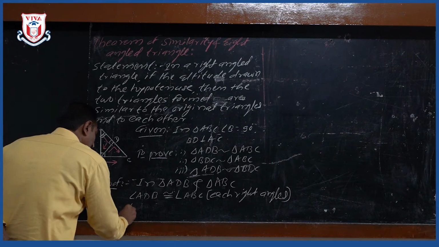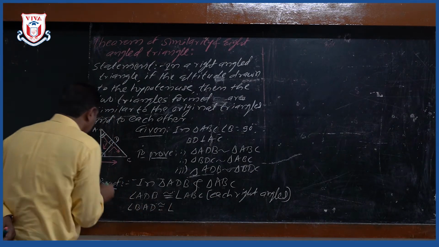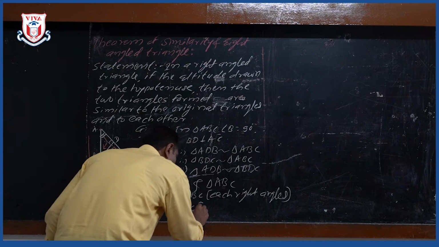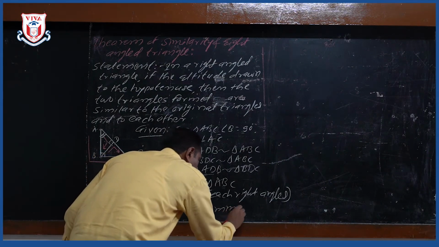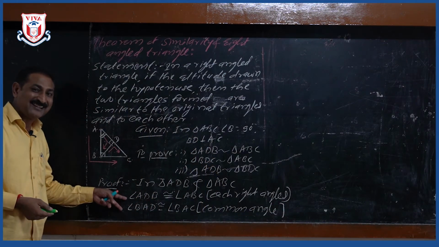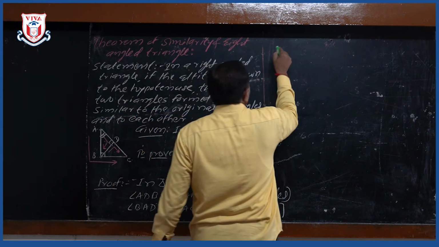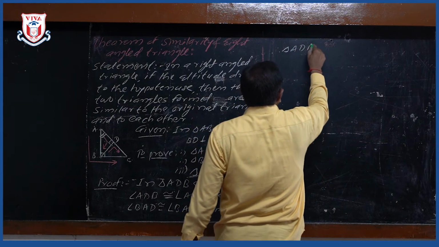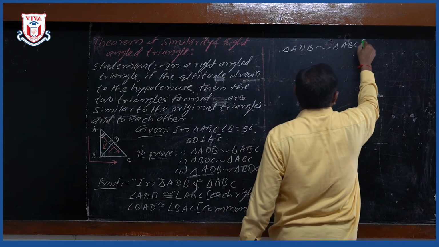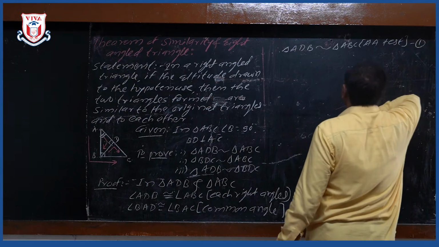Hence you write here angle BAD congruent to angle BAC, common angle. Two corresponding angles are congruent, hence these two triangles are similar. Hence triangle ADB is similar to triangle ABC by AA test. Equation first.